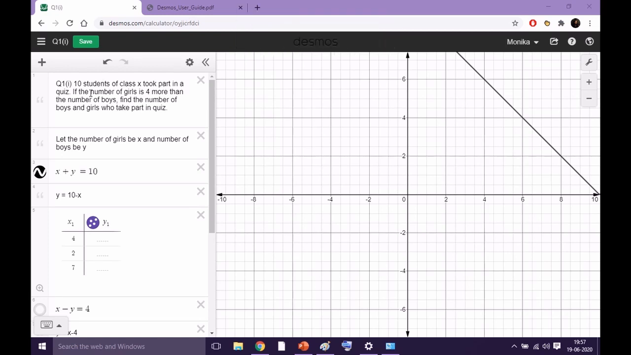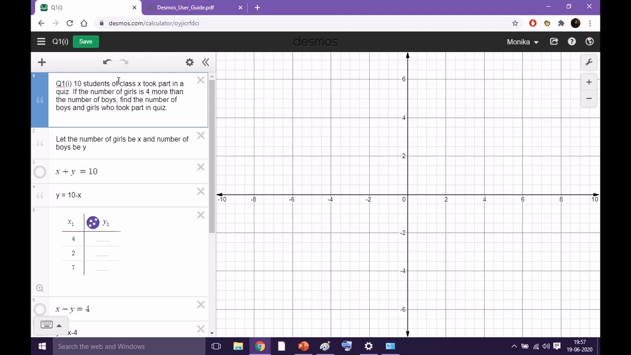It says 10 students of class 10 took part in a quiz. If the number of girls is 4 more than the number of boys, find the number of boys and girls who took part in the quiz. So here we have to assume the number of girls and the number of boys. I have taken, let the number of girls be x and the number of boys be y.